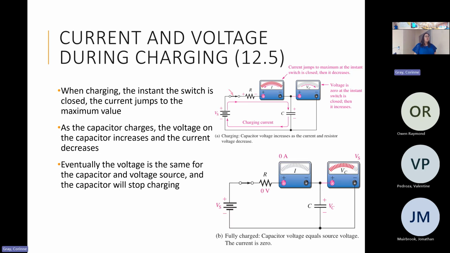Eventually, it is going to stop charging. Again, when we get to Vs across that parallel plate capacitor, we've reached our maximum value. And then we're going to be able to start discharging through our loop.